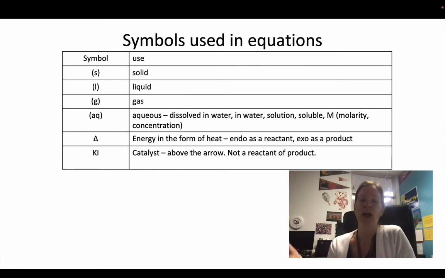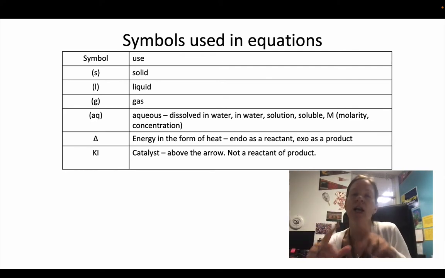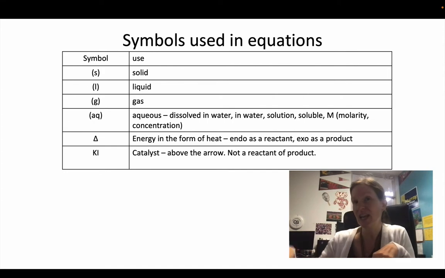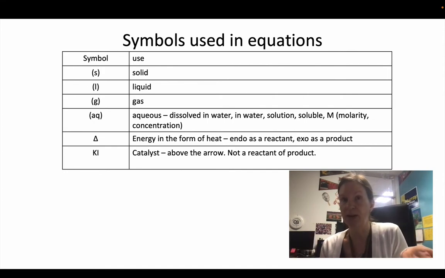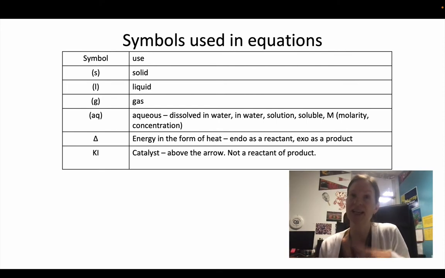If you need to put energy in to make the reaction happen, or if you get an output of energy out after it's over, you indicate that with a triangle. So a triangle indicates heat. If you have to put energy in, energy is a reactant then, it's an endothermic process. If you get energy out, it's an exothermic process, and energy would be a product.